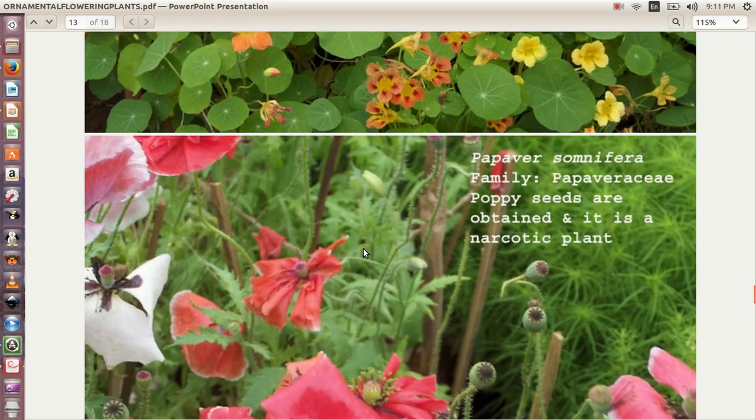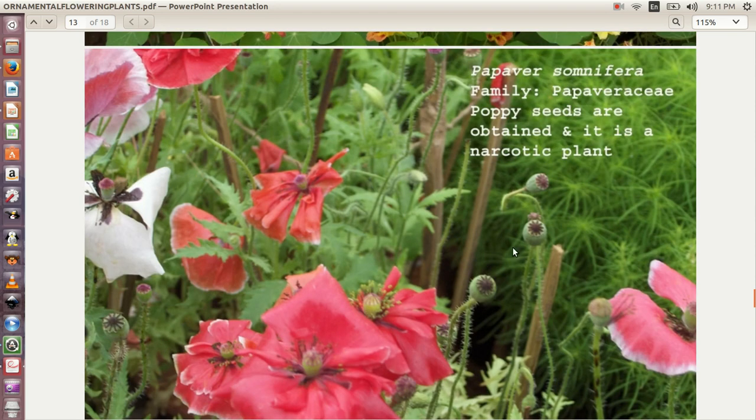So Papaver somnifera, the poppy, a Papaveraceae plant. What you can notice is these are having the pods, and if you look into these unripe fruits, what they do is they cut slices at the ends, and the secretions they collect are utilized as opiates, that is they extract opium, heroin and morphine.